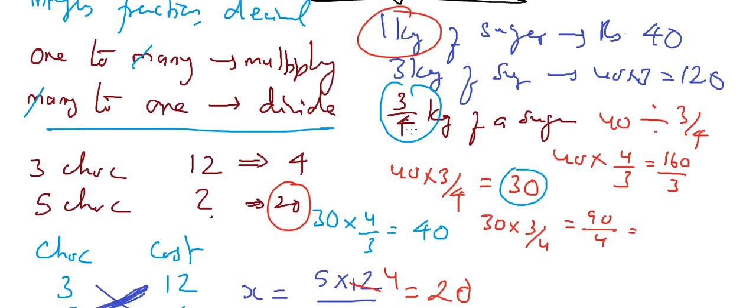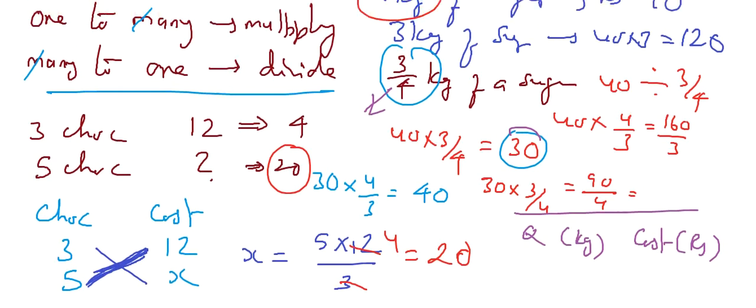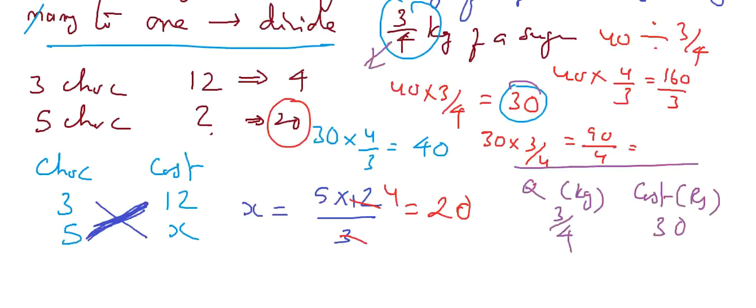Okay, so let's say it's like this. 3/4 of a kg of sugar is 30 rupees. What's the cost of 3 kg of sugar? Let's find. So quantity in kg, and cost in rupees. So 3 by 4 kg is 30 rupees. So what is the cost of 3 kgs?